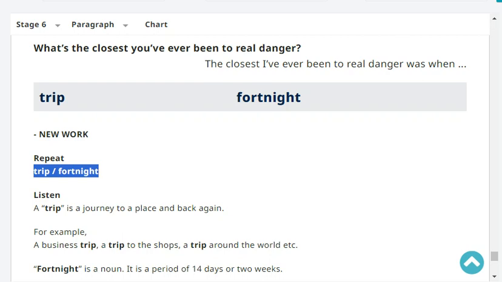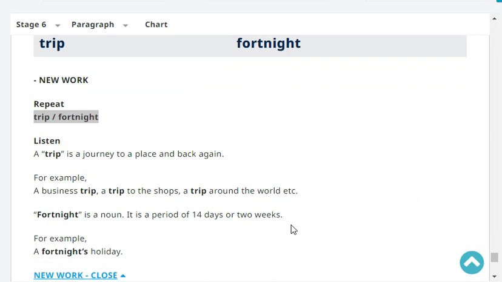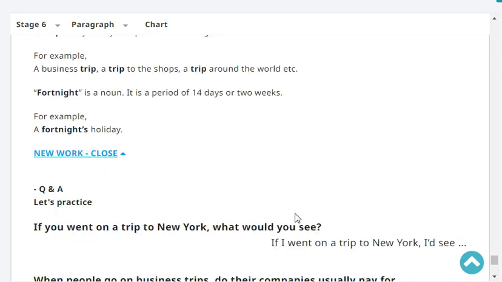Okay, next repeat. Trip. Fortnight. Very good. Okay, listen. A trip is a journey to a place and back again. For example, a business trip, a trip to the shops, a trip around the world, etc. Fortnight is a noun. It is a period of 14 days or 2 weeks. For example, a fortnight's holiday. So it means a 2 week holiday.